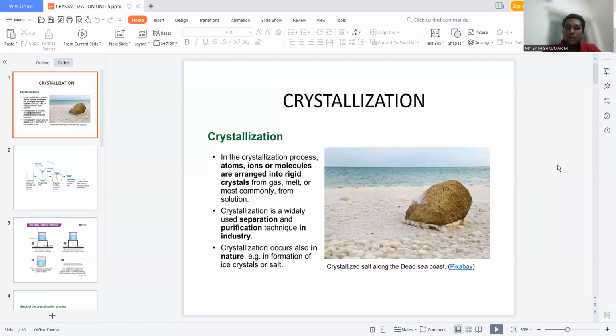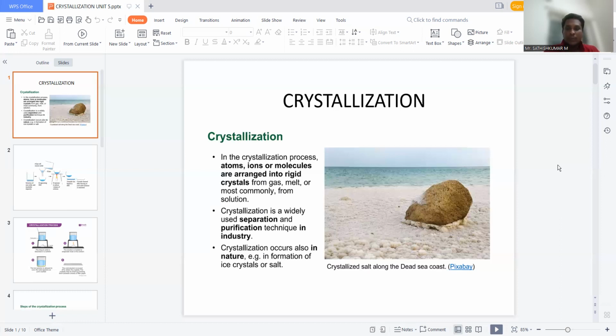Crystallization is a widely used separation and purification technique in industries. It is widely used for the separation and purification of a particular solution in food industries or processing industries. Crystallization also occurs in nature, such as the formation of ice crystals or salt. The examples of natural crystallization are salt and ice crystals.